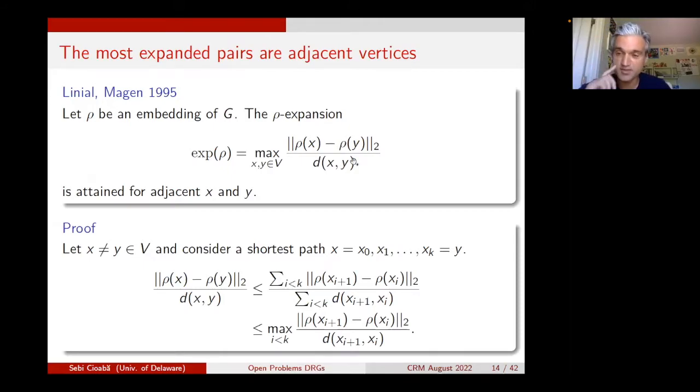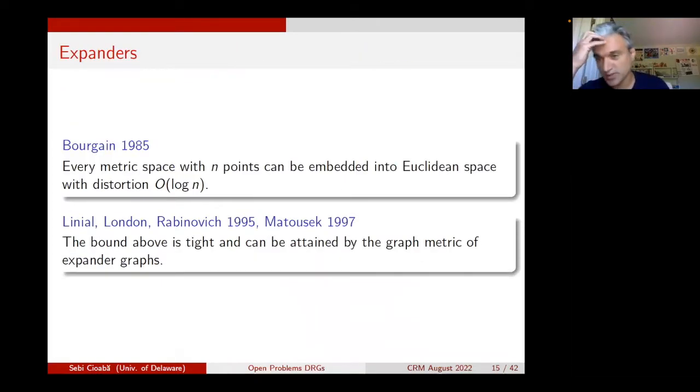Again, that's not the proof, but just to help you remember it. Okay, so there are many people who have looked at these embeddings, and there's a big area in mathematics and computer science, embedding all kinds of spaces into other spaces. And so Bourgain proved that every metric space with n points, so every graph on n points, can be embedded into Euclidean space with distortion big O of log n. And this log n is tight, and this was proved independently by Linial, London, Rabinovich, and Matoušek.